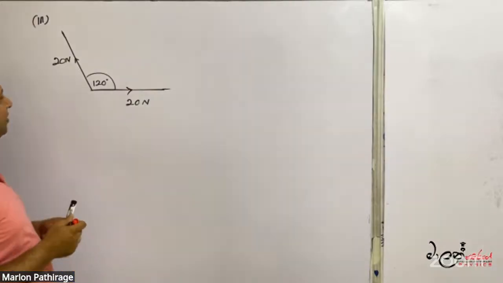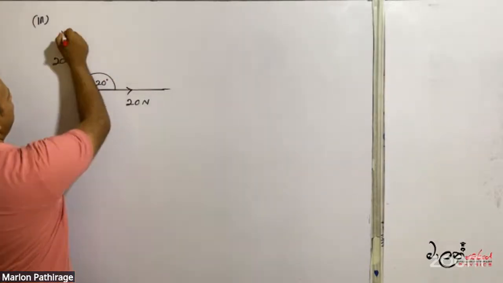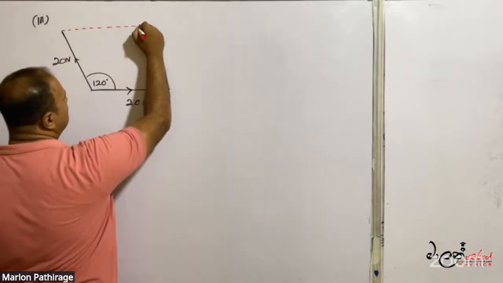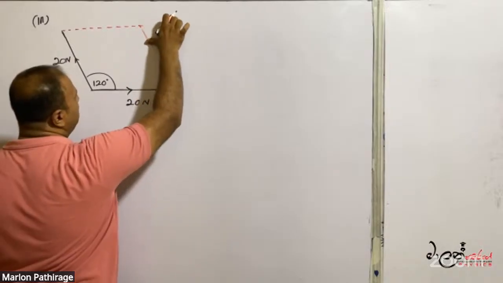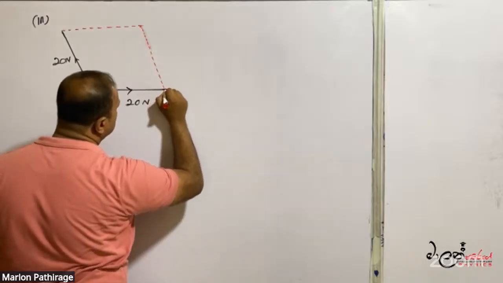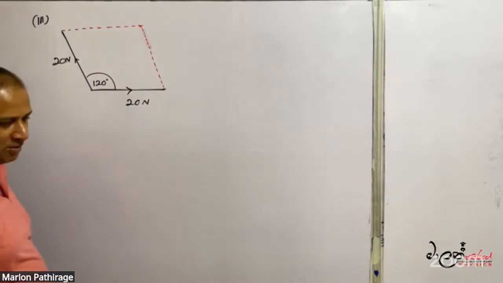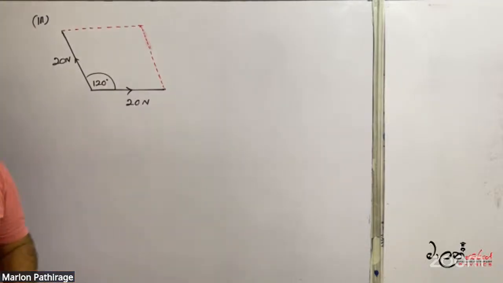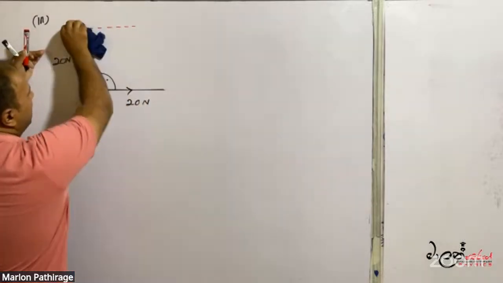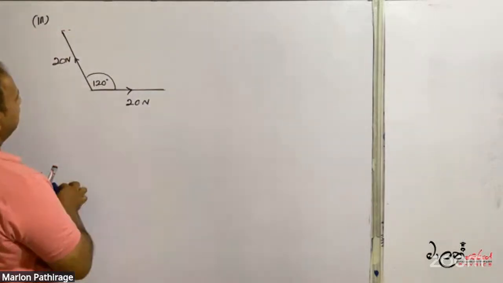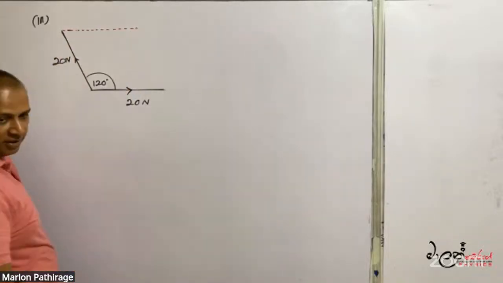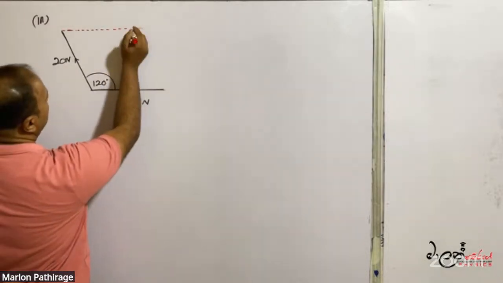Okay. Now, if you complete this parallelogram, definitely it should be a rhombus. Because this side and this side are 20 Newton. Therefore, if you complete this parallelogram, then it will be a rhombus.